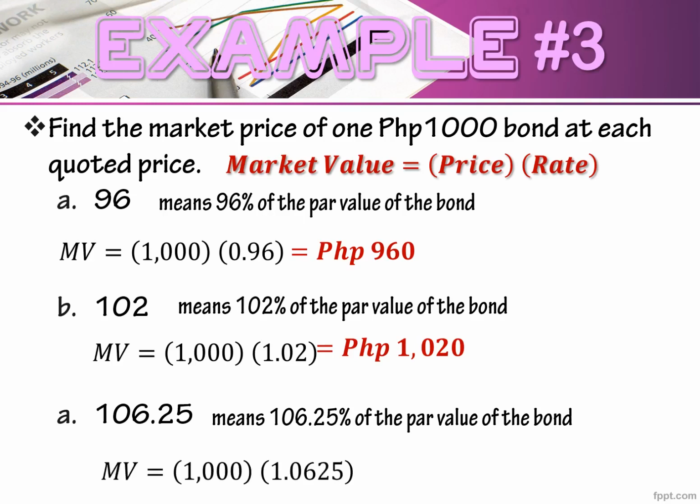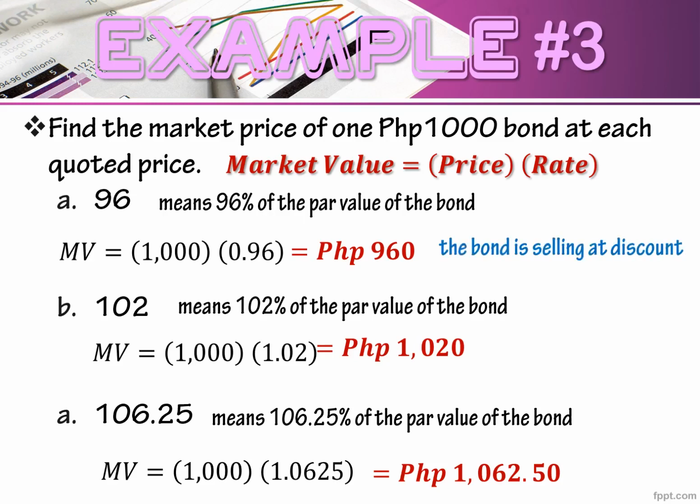And for letter C, again, 106.25%, move 2 decimal places to the left, that will give you 1.0625 times 1,000. So you can purchase the bond at 1,062.50 pesos per bond. So that is how you compute for the market value. Now for letter A, since the market value is lower than the par value, the bond is selling at discount. Now for letter B and C, the bond is selling at premium, since from 1,000, you can sell it at 1,020 and 1,062.50.